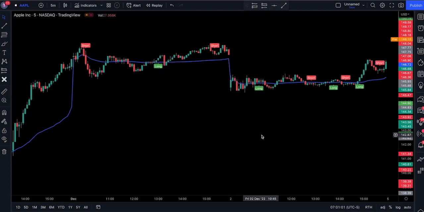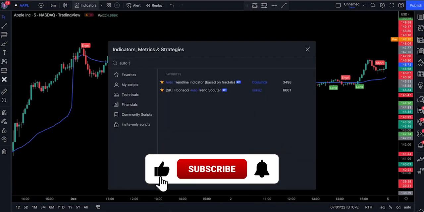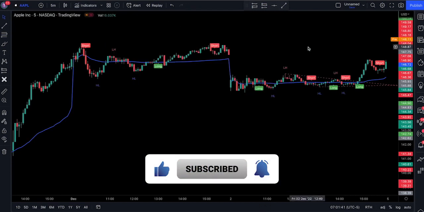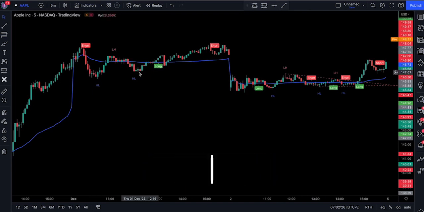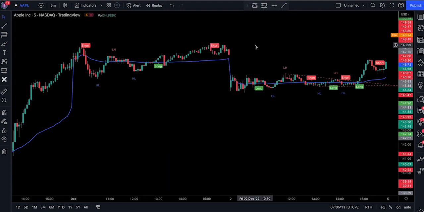Finally, let's install the third indicator to the chart. Simply type in Auto Trendline and select this indicator by Doji Emoji. This indicator will basically help us identify lower highs and higher lows in the market. By the way, the settings will be on default. Okay, the setup is ready.